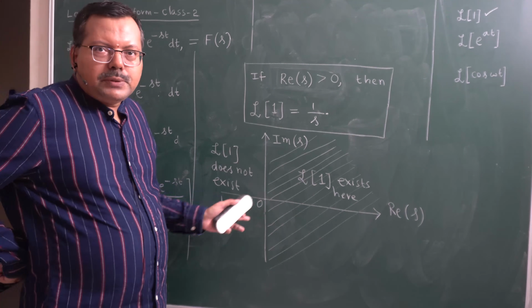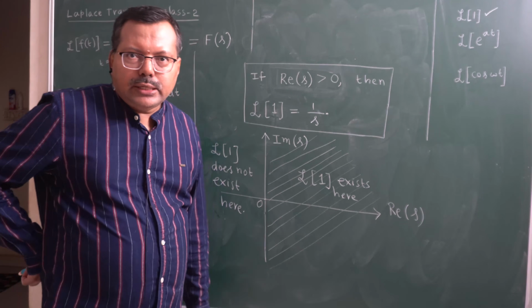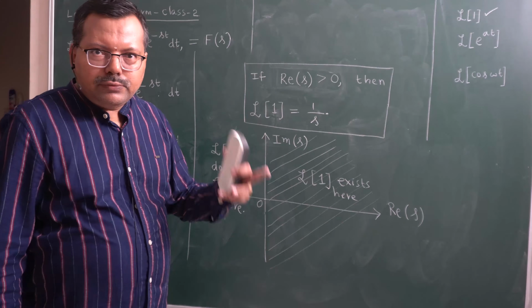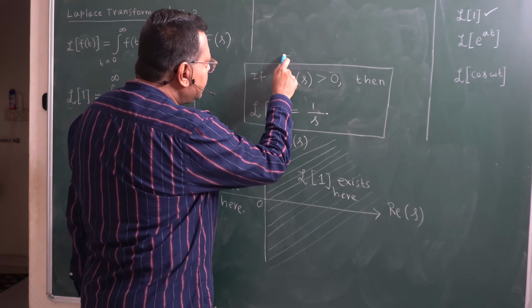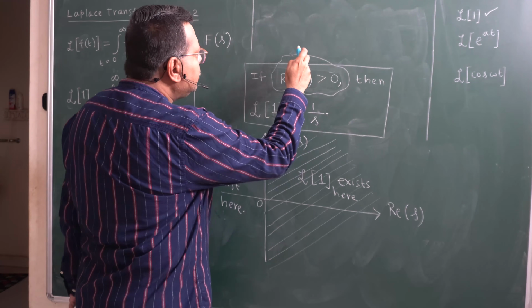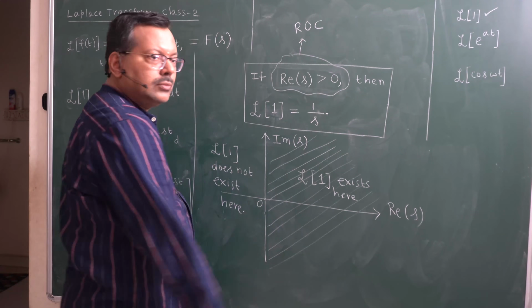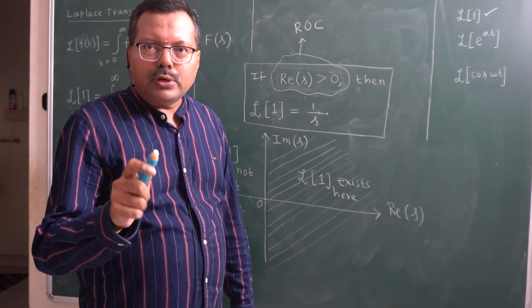That is the purpose of the Cauchy criterion. So now you understand what the purpose of the Cauchy criterion is. We will be able to tell the region of convergence. This portion that you have written like that is known as the region of convergence. ROC means region of convergence.